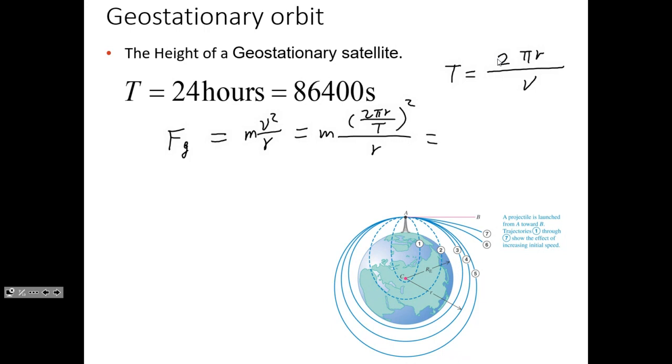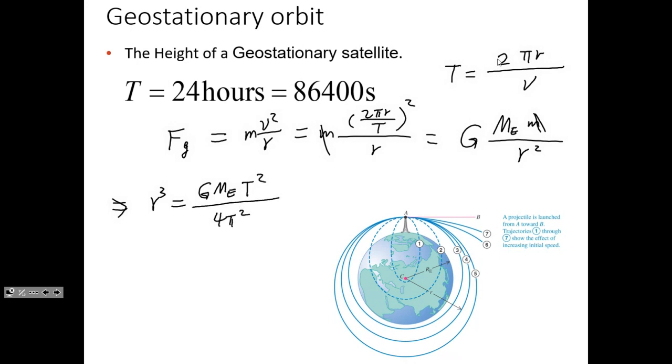Now, gravitational force also should equal G times M_e m over r squared. M and m cancel. Now we need to solve for r. We find r cubed should equal G M_e T squared over 4 pi squared, which is entirely derived from this equation. You can try to check whether I get this one right.